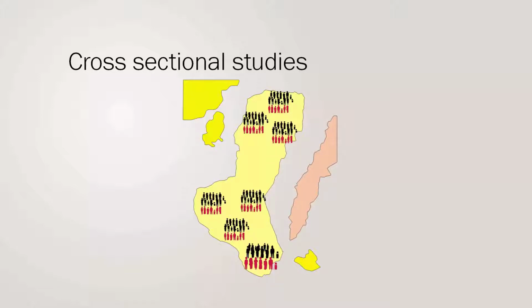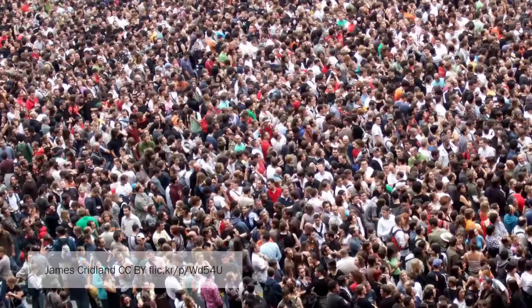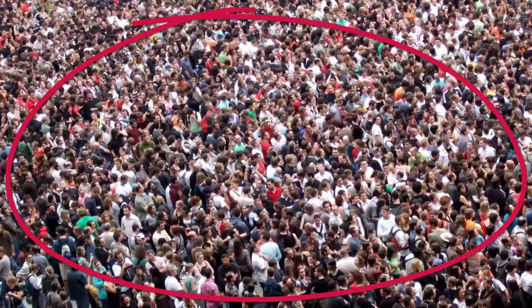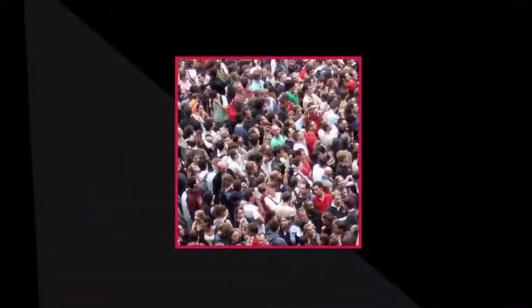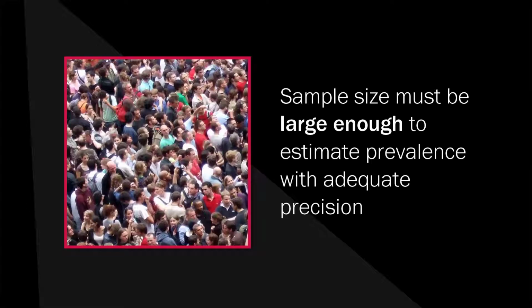of the population. For logistical and cost reasons, it is almost always impossible to survey everyone in a population. Therefore, the people to be included in the survey have to be representative of the whole population. A technique called sampling is used. Even though the whole population is not sampled, the sample size still has to be large enough to estimate the prevalence of the condition of interest with adequate precision.